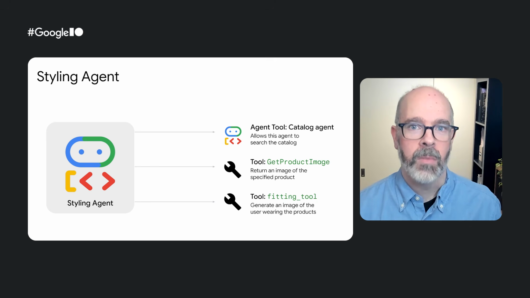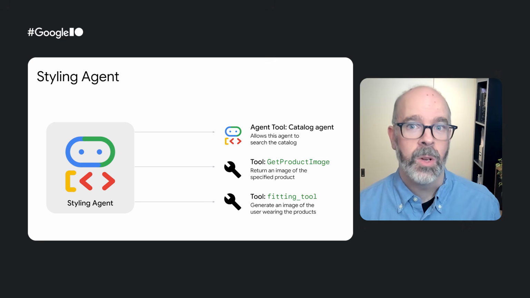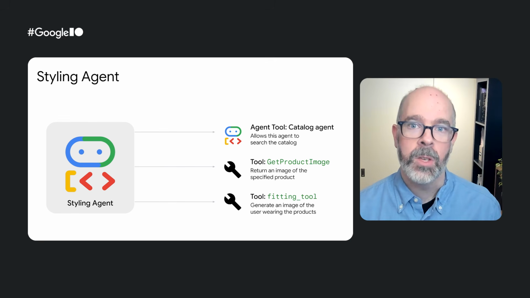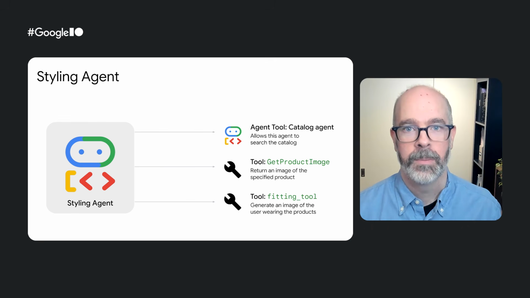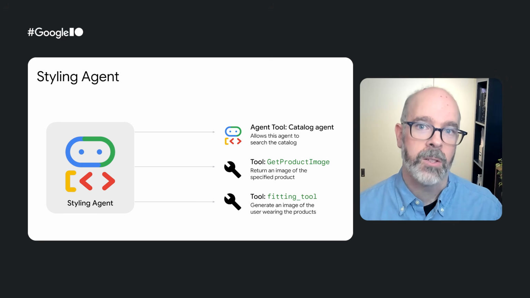Our last agent is the styling agent. It provides product suggestions to the user based on a scenario. Like the fitting room agent, our styling agent needs access to our catalog agent, so it knows which products are available and appropriate for our event. The styling agent uses the same tool as the fitting room agent to show the user in a selection of products. As with the fitting room agent, the generated image is saved as an artifact, and the name comes back in a structured JSON response so the front end can fetch the image directly.